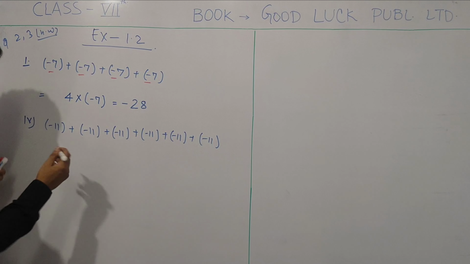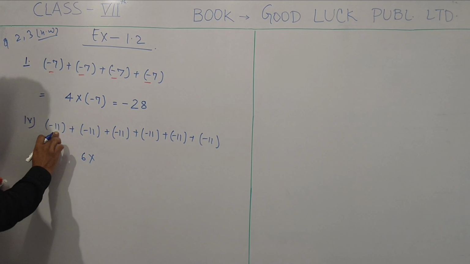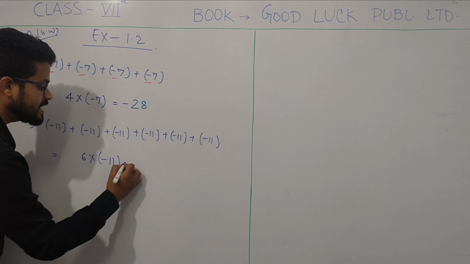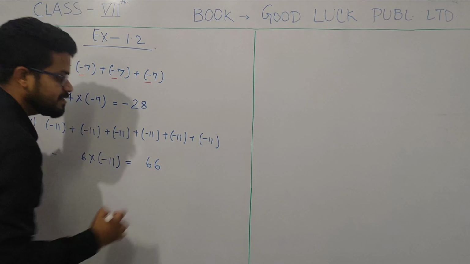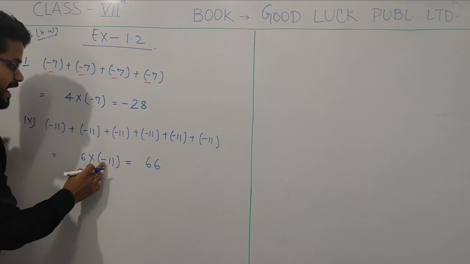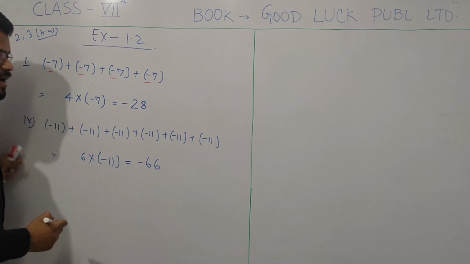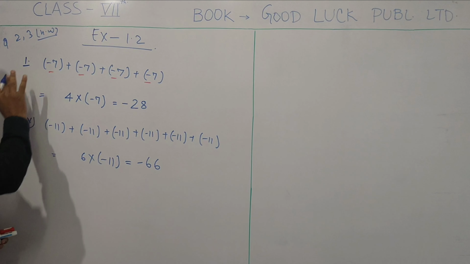So I first write here 6. Now which number is repeated? -11. So I write here -11. So 11 6s are 66, and the sign of this 11 is minus. So I write here -66. Okay, so this is question number 1.